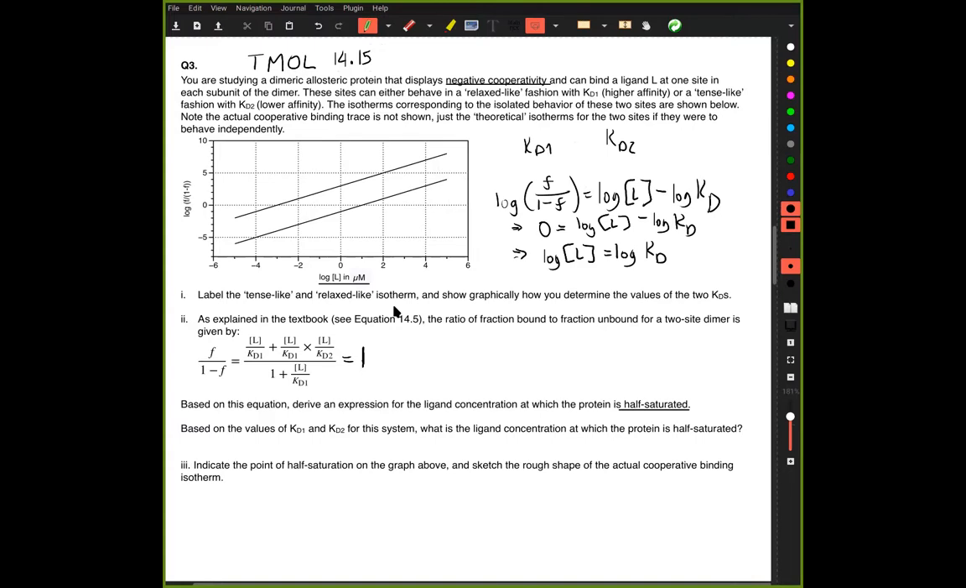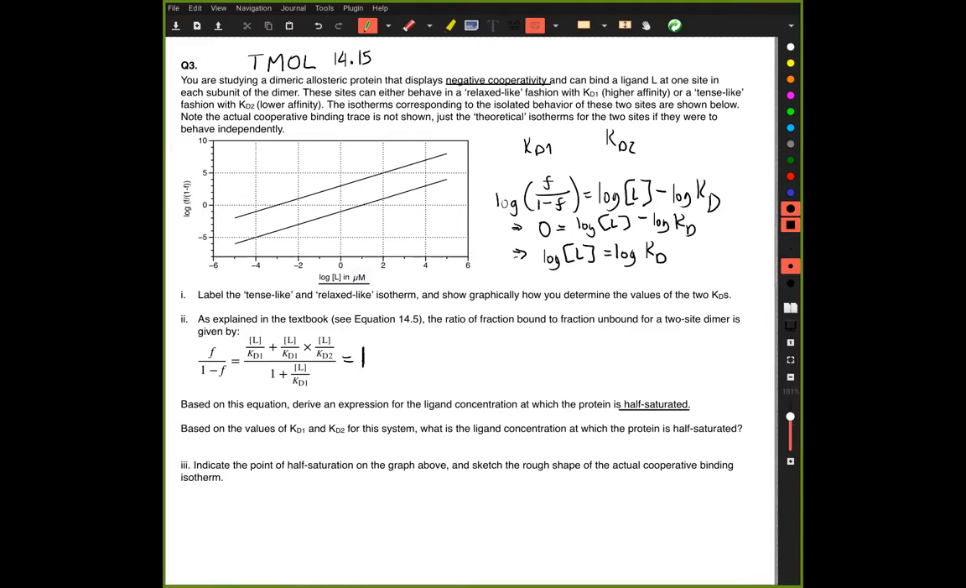But moving on to the first part of the question, we're asked to label the tense-like and relaxed-like isotherm and show how we determine the values of the two KDs. So I'm going to start with determining the values of the two KDs. We proceed pretty much exactly like the previous problem. We start with this expression, and we note that the log of ligand concentration is equal to the log of KD. So on this graph, we can separate each of the individual ideal isotherms and look at the point at which they intersect 0 on the y-axis. That would be this point here and this point here.